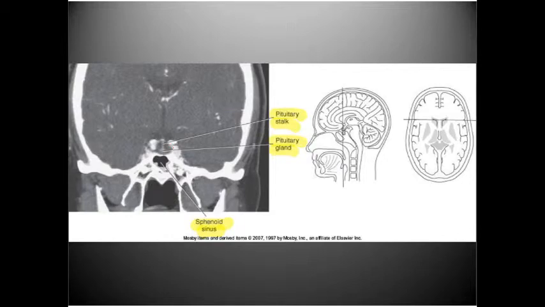This image is very hard to discern. This is the sella turcica. Sphenoid sinus here. And the pituitary gland situated there. We're not going to worry about the pituitary stalk because it's really hard to differentiate.